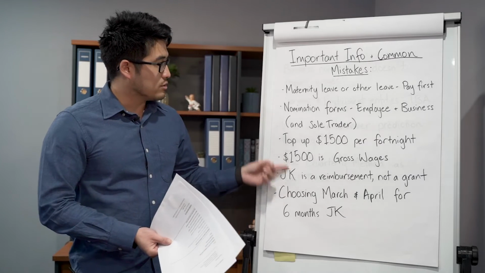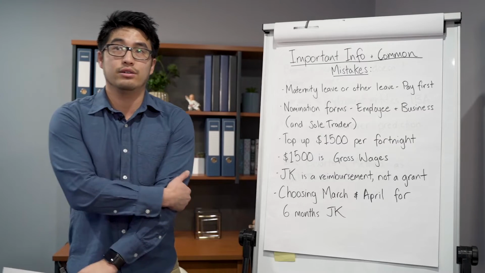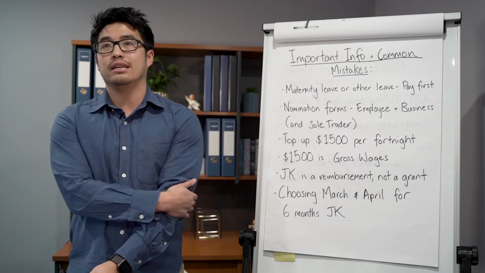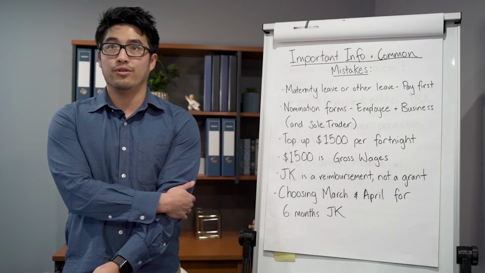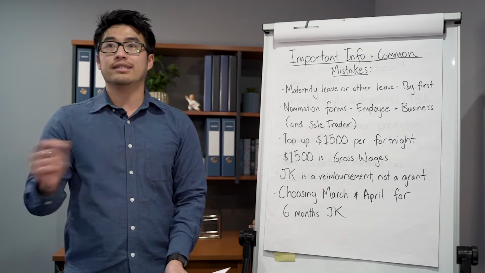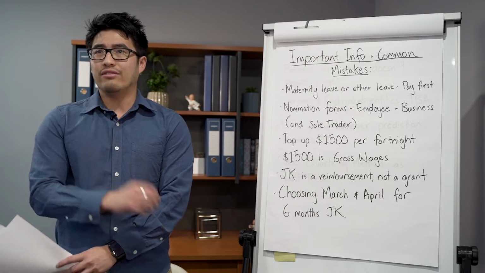There's a few other topics I want to discuss, which is basically you have to top up the fortnight, the 1,500 payments. If you employ employees and you're a business and you have wages, you have to top up the payment to 1,500 per fortnight. And that payment is the gross wages, so including tax. So once you take out the tax, it's roughly around 1,300. And you have to make that payment.